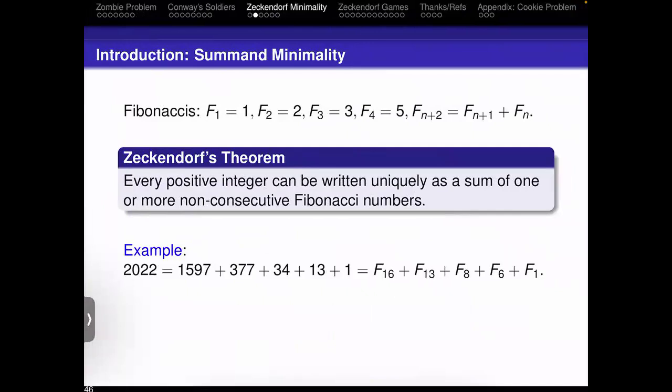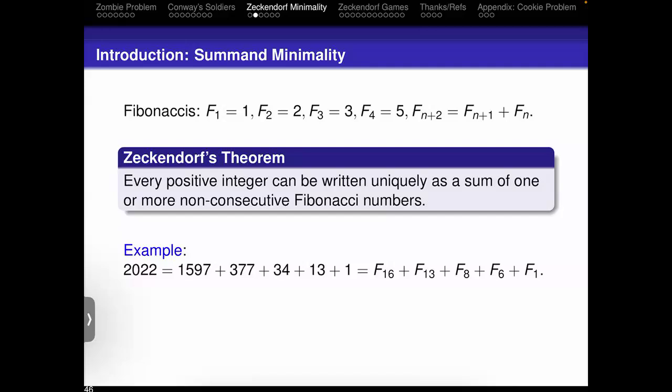There are many ways you can write the Fibonacci numbers. We're used to the 1, 2, 3, 5. Each one is the sum of the previous two. The reason I don't like to start off with 1, 1 or 0, 1 is this beautiful theorem due to Zeckendorf. Every number can be written uniquely as a sum of non-consecutive Fibonacci numbers.